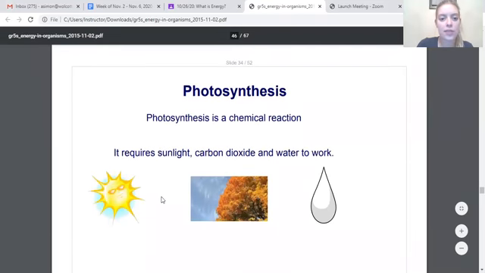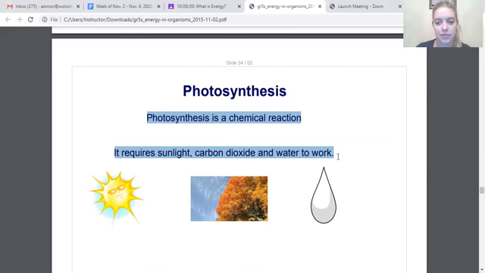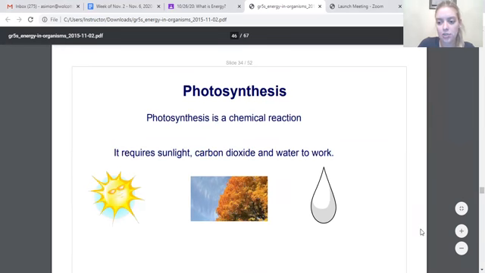All right, so photosynthesis is a chemical reaction. It requires sunlight, carbon dioxide, and water to work. Go ahead and write that down. Photosynthesis is a chemical reaction and it requires sunlight, carbon dioxide, and water to work. Just like cellular respiration is a chemical reaction, so is photosynthesis. And just like cellular respiration needs things to work, photosynthesis needs things to work, and it needs sunlight, carbon dioxide, and water.